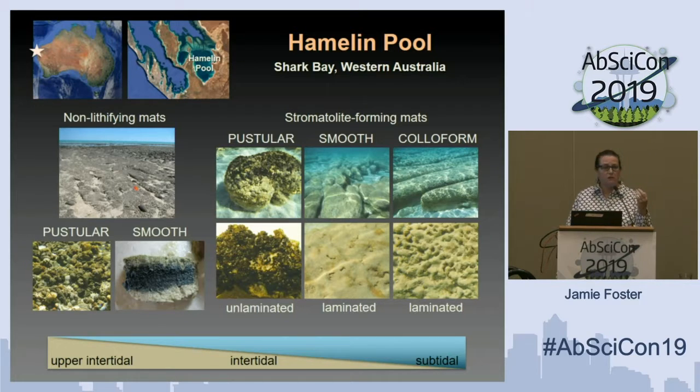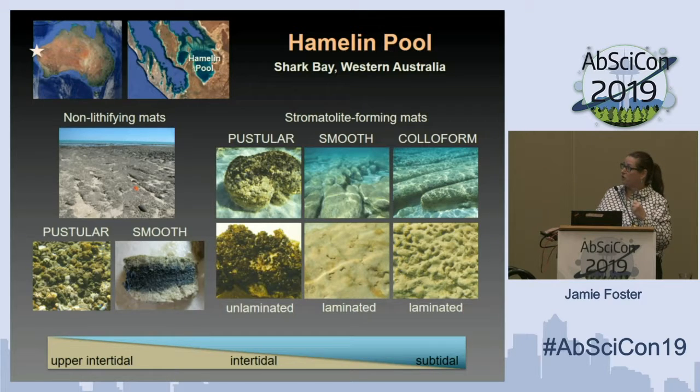These stromatolites were discovered in the 1950s, and there have been canonical mat types described over the last few decades, and some of them form stromatolites, and some do not. These names have been around for decades, but the location of where they are is a major driver of what type of microbes there are and how they make stromatolites.